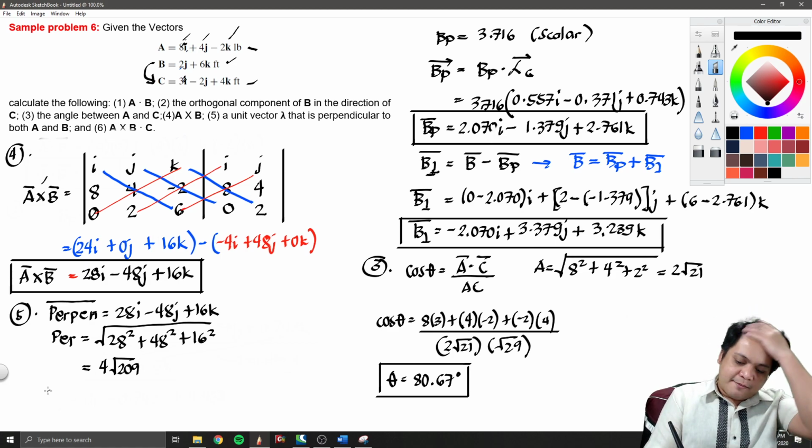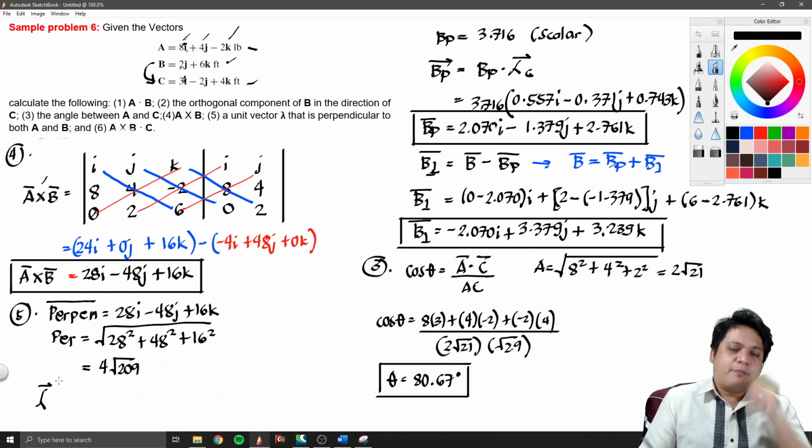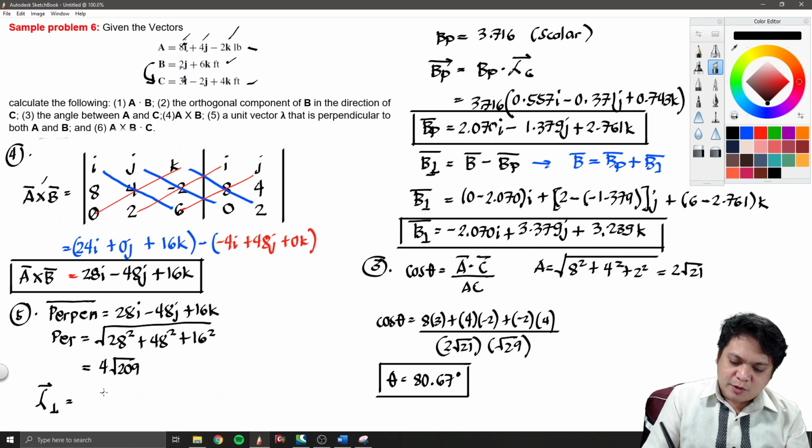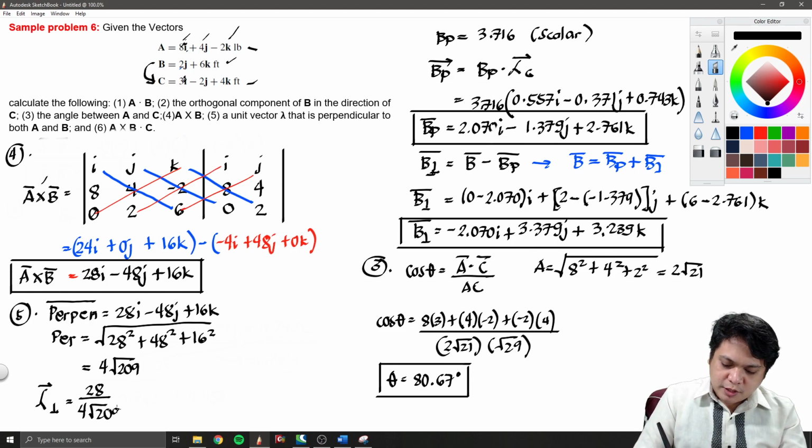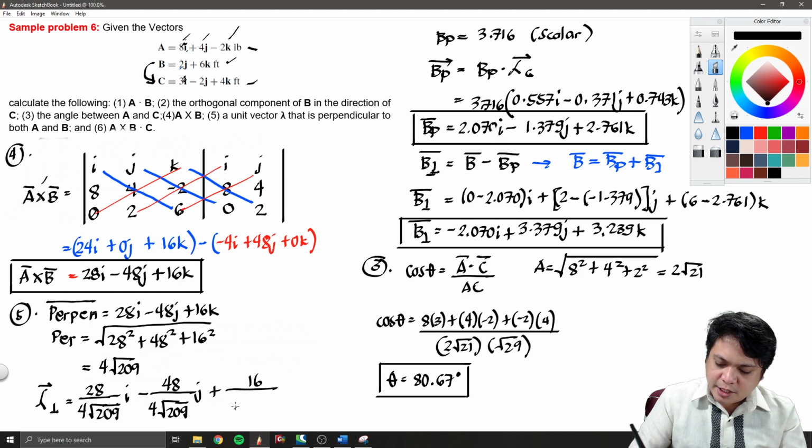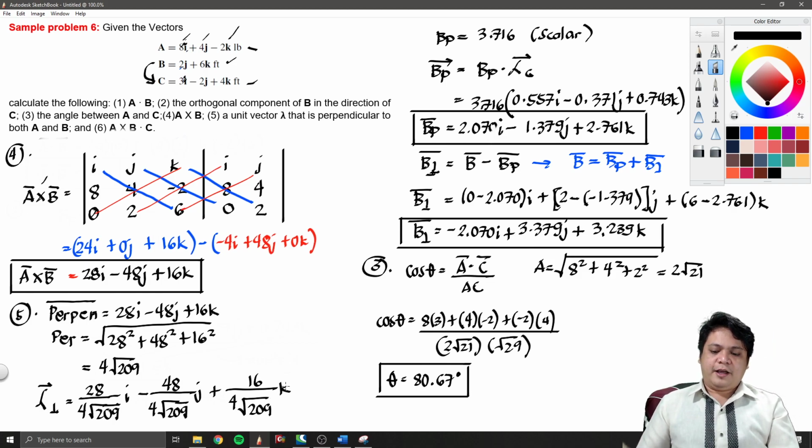Okay? So to get the perpendicular unit vector, I divide each component of my vector by the resultant. That is 28 over 4 square root of 209 in the i, and then minus 48 over 4 square root of 209 of j, plus 16 over 4 square root of 209 of k. So, I just took the unit vector.